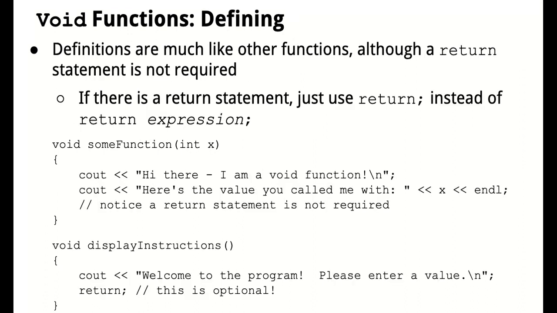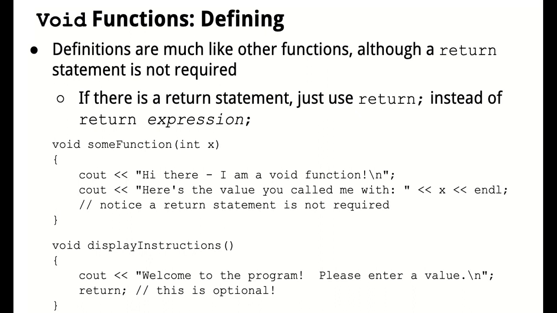Defining void functions is a lot like defining other functions. The main difference is a return statement is not required. And if you do happen to use a return statement, you're simply going to use return semicolon instead of returning an expression. Since a void function does not return a value, there's no need to have an expression next to the return statement. You'll see there are two definitions here for the two declarations we had in the previous slide. The first one simply takes in that int x parameter and has a couple of cout statements where that x parameter is used within one of them, and there's no return statement.